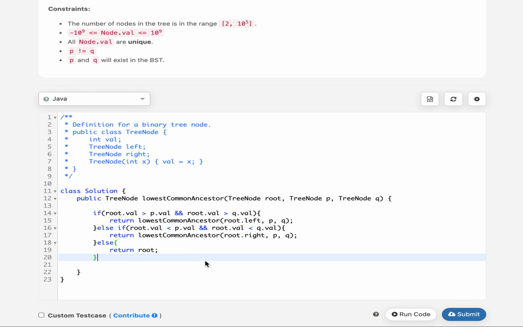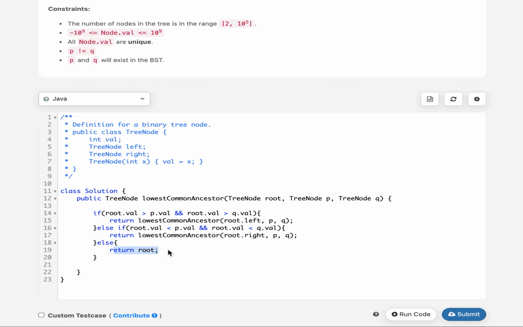The coding part is also extremely simple. You compare the current root value with P and Q, and in case it is greater than both P and Q, that means the root is higher than both of them, you need to switch towards left so as to reduce the value of the root. If the value of the root is less than both P and Q, that means you need to increase the value of root. You move towards right and invoke lowest common ancestor on root.right and pass in the same parameters P and Q to it.